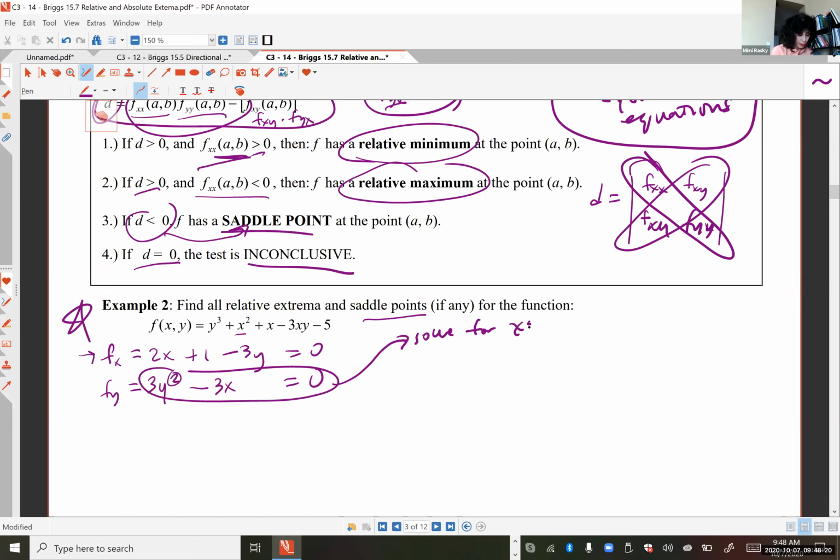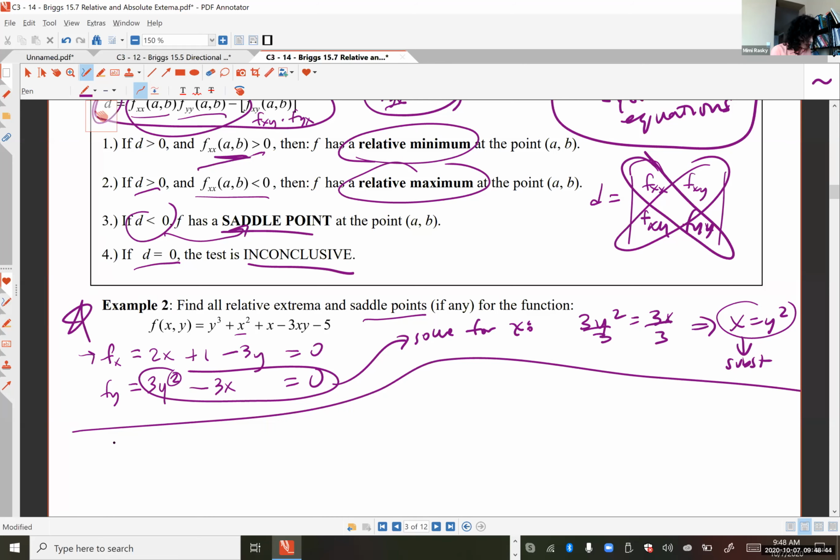So I claim, even though it seems counterintuitive, that if you solve for x with the second equation, that's the partial with respect to y, this is easy. I'm simply going to add 3x to both sides, and then I'll divide both sides by 3, and I'll get that x is equal to y squared, and then I'll substitute x equals y squared into the other partial. So what is the fx going to look like when I substitute x equals y squared? What that looks like is we'll have 2x, but that'll be 2y squared, plus 1 minus 3y equals 0. And this is an equation that only has one variable in it.